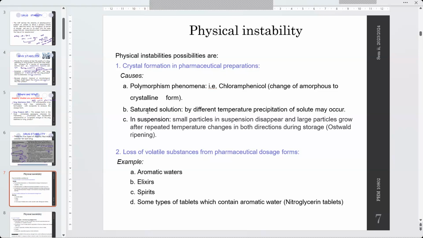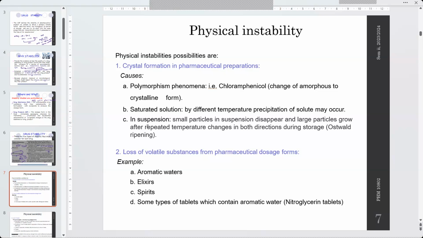Second is, for example, if you prepare a saturated solution, and you know that solubility is affected by the temperature. So you prepare the saturated solution at a certain temperature, and then there is a temperature change, for example, a reduction in temperature, then some of the drug may precipitate, and then you have an undissolved amount of the drug in your dosage form. This is a kind of physical instability.